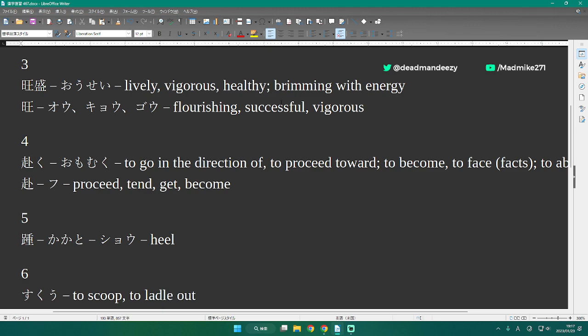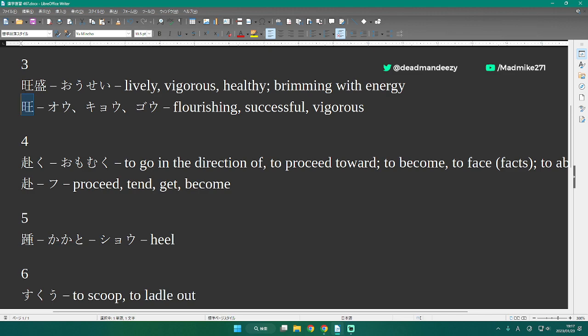Number 3 is osei. Again, sei for kind of growing in popularity or becoming lively. And o on the left side, our new kanji for flourishing, successful, or vigorous. Alternately pronounced kyo or go, o is written with two radicals. On the left side, the one for the sun, and on the right side, the one for a king. So I'm thinking of a king in the sun as pretty vigorous or successful, if you will.